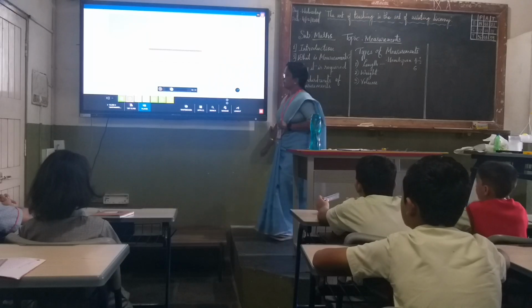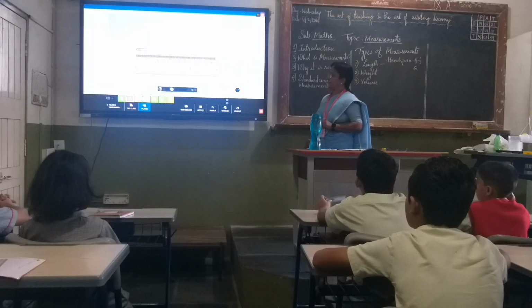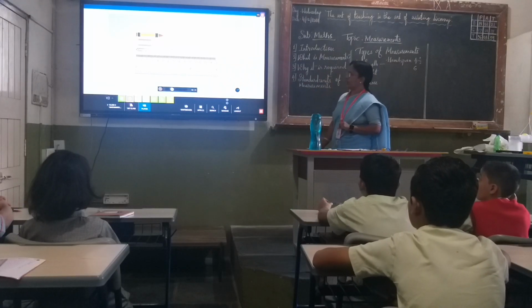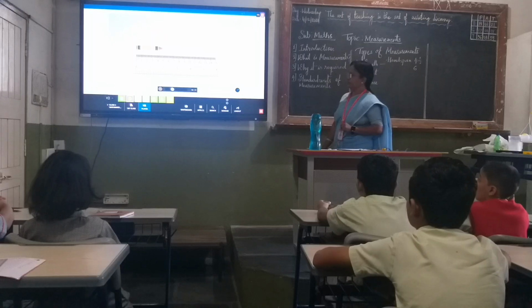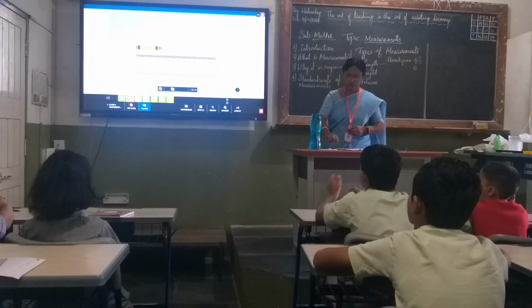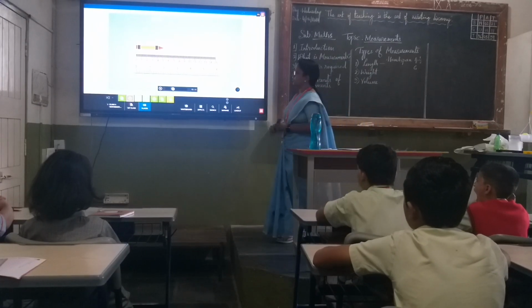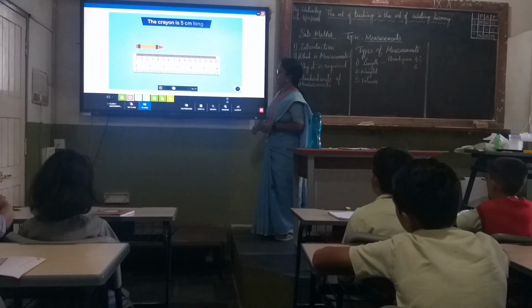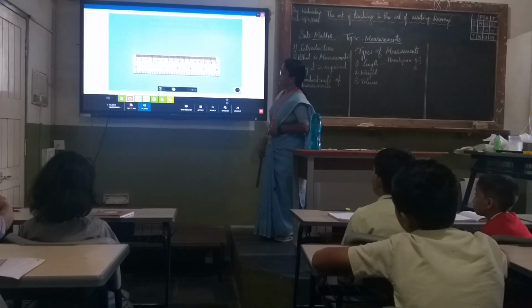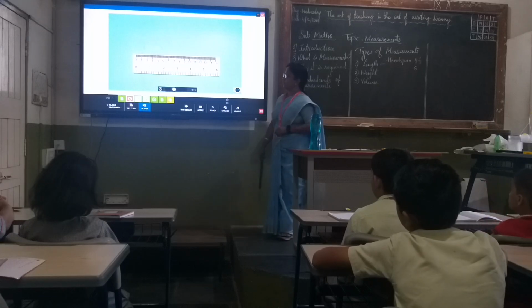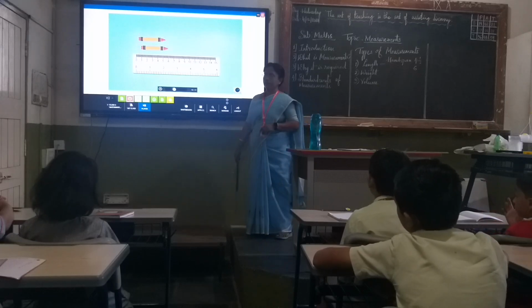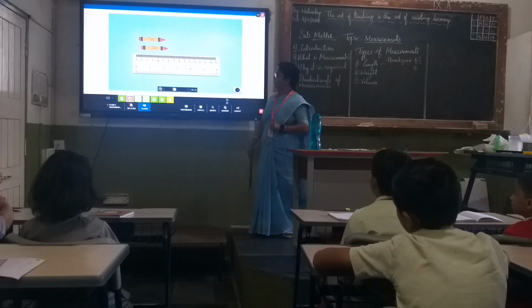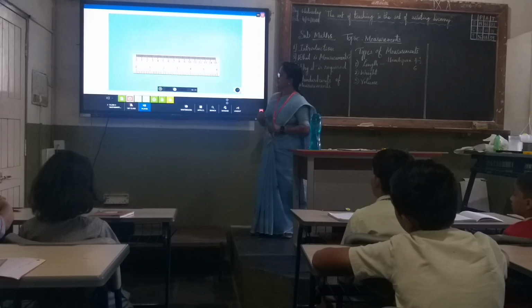Centimeter is used to measure small objects like a paper clip, an eraser, or a crayon. To measure an object using a ruler, place one end at the 0 mark. Then note the reading at the other end. For example, the crayon is 5 centimeters long. Do not place the object at the 1 centimeter mark or away from the 0. This will give you incorrect measurements. So always ensure to place the object at the 0 mark of the ruler.